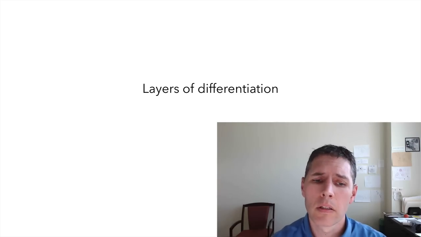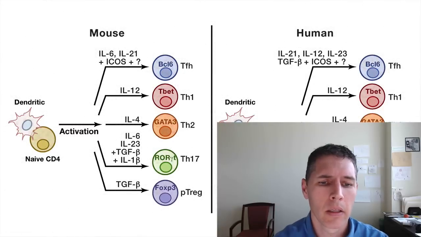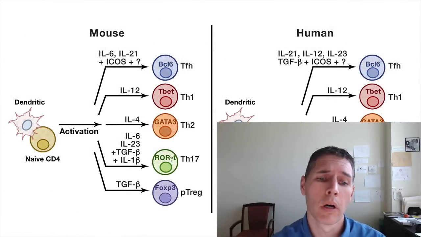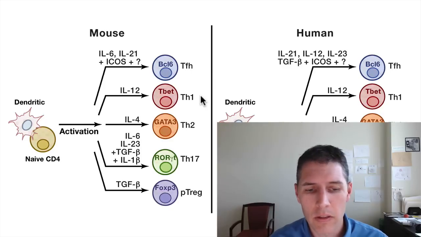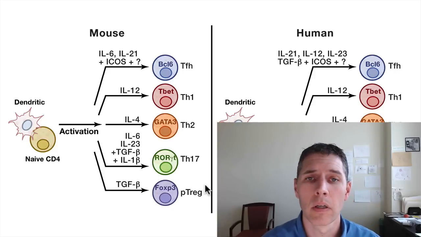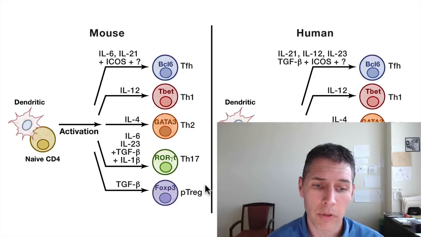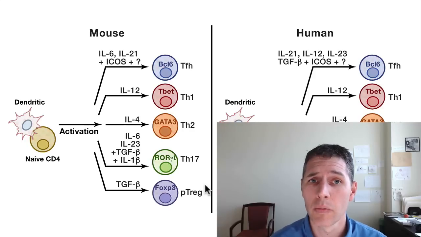The next topic is the concept of layers of differentiation. A simple, conventional, what I would call rainbow view of CD4 T cell differentiation is shown here, where TFH, TH1, TH2, TH17, and Treg are all sort of fully independent CD4 T cell types and fully independent T cell differentiation programs. That isn't accurate.